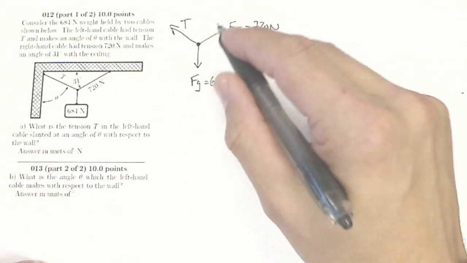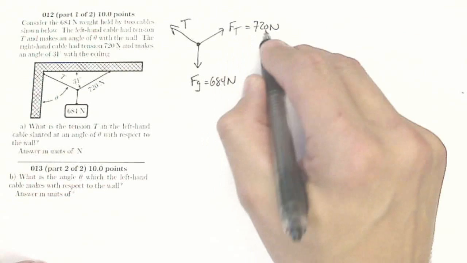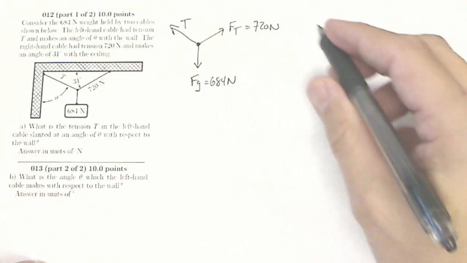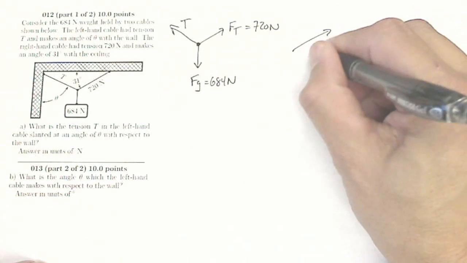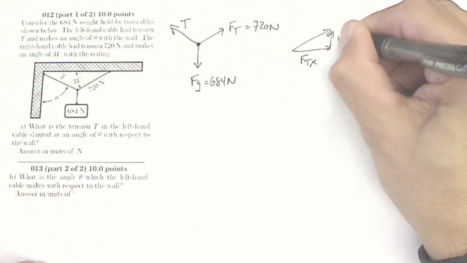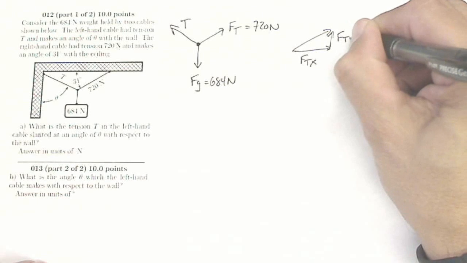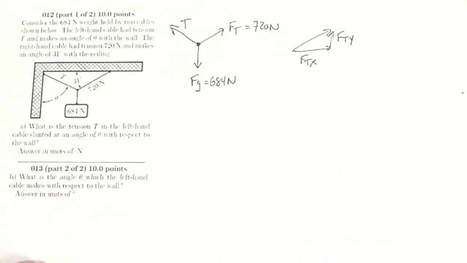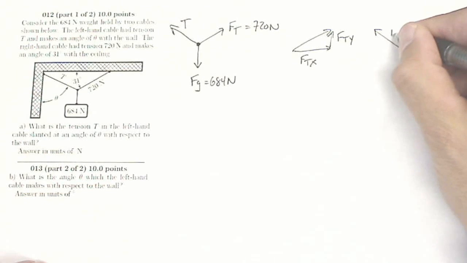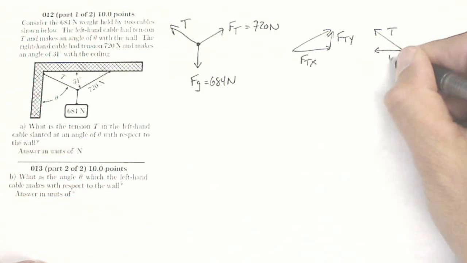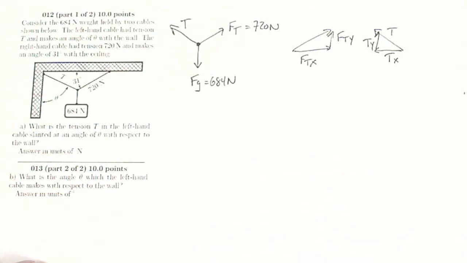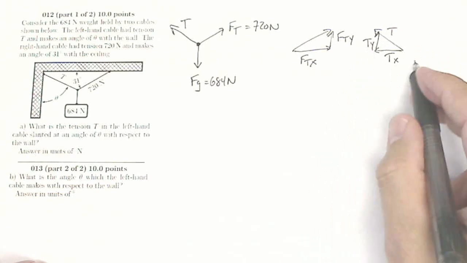So let's see if we can split this up and figure out what the components are. This tension of 720 newtons makes an X and a Y. So I'm going to redraw that one as Ft in the X direction and an Ft in the Y direction. I'm going to take this tension, which I'll call T, because that's going to have a T in the X direction and a T in the Y direction. So now I can have an up and down and a left and a right.